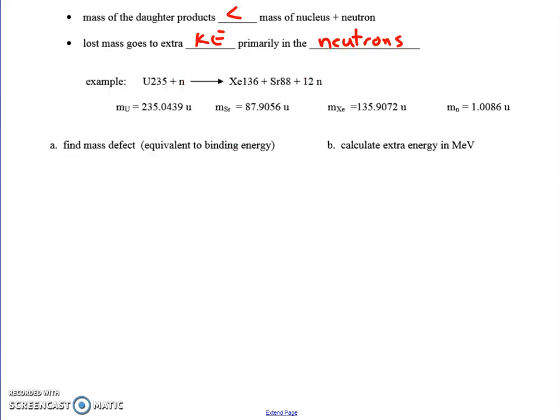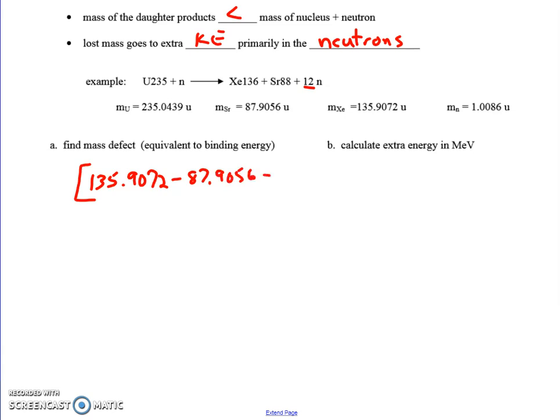All right, so in order to do this, here is the breakdown. We have U-235, a typical example of fissionable uranium, plus a neutron giving us xenon, strontium, and 12 neutrons. We've got to make sure we're careful about that. I give the mass of each of the players here. Now we can calculate the mass defect, so why don't I do that for you? This is a big, long, painful one. I got 135.9072 for the xenon, minus 87.9056 for the strontium, is it? Yep.